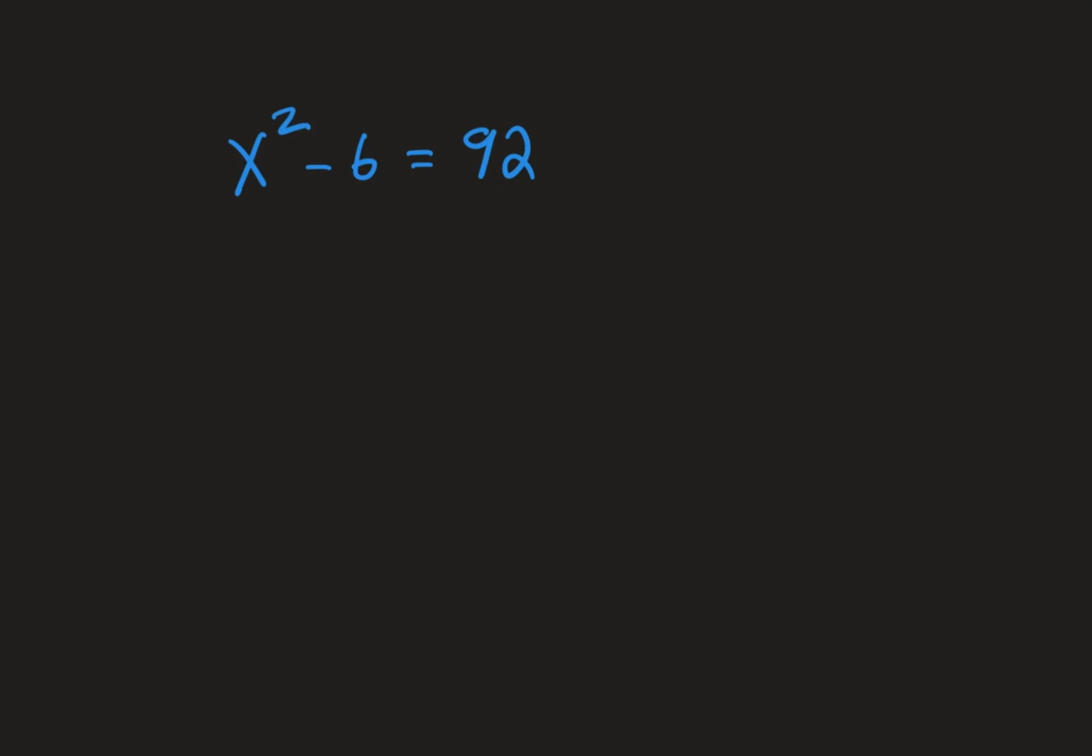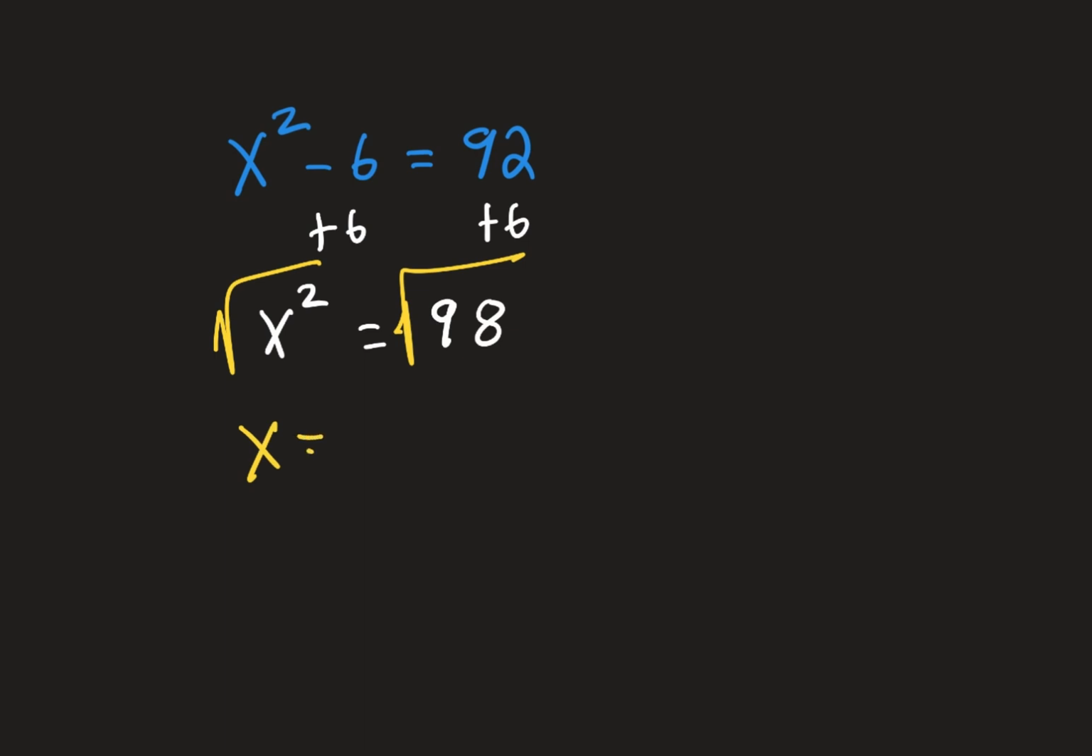We've got 6 being subtracted from our variable. We don't have a b value. There's no x in there. So we're going to isolate. You get rid of a subtraction of 6 by adding 6. That gives us x squared on the left-hand side, 98 on the right-hand side. Take the square roots of both sides. That leaves me with x is equal to positive or negative square root of 98.